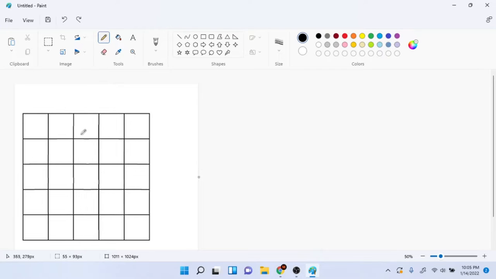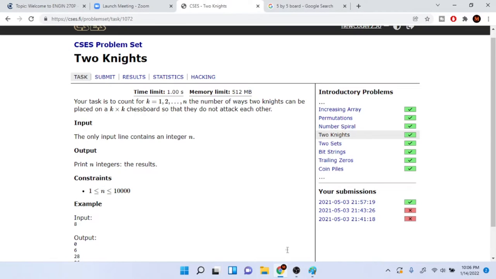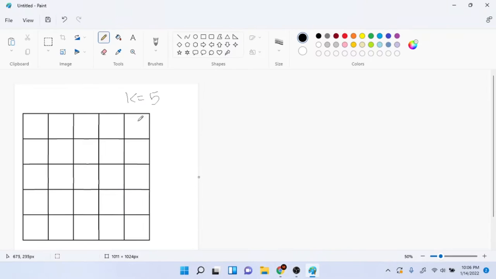So let's think about this. Let's say I have this board here, and it's 1, 2, 3, 4, 5. In our case, the size of the board would be k equal to 5, because in the problem statement they said k by k board. Actually, my bad, the board would be n. So in this case, n is equal to 5.